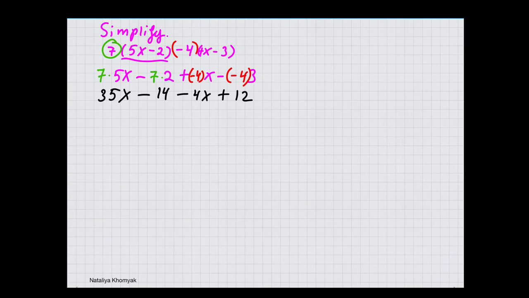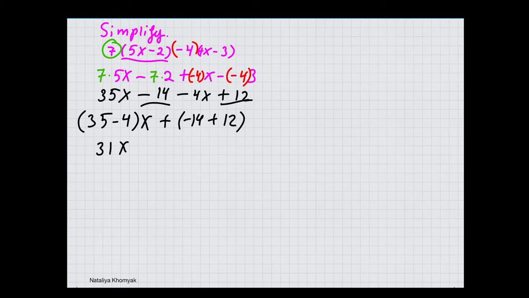Now we combine like terms. We have x's, 35 and negative 4, and constants are negative 14 and positive 12. Difference between 35 and 4 is 31x. Negative 14 plus 12, we have more negatives, so the difference will be negative, and difference between 14 and 12 is 2. And this is our solution.